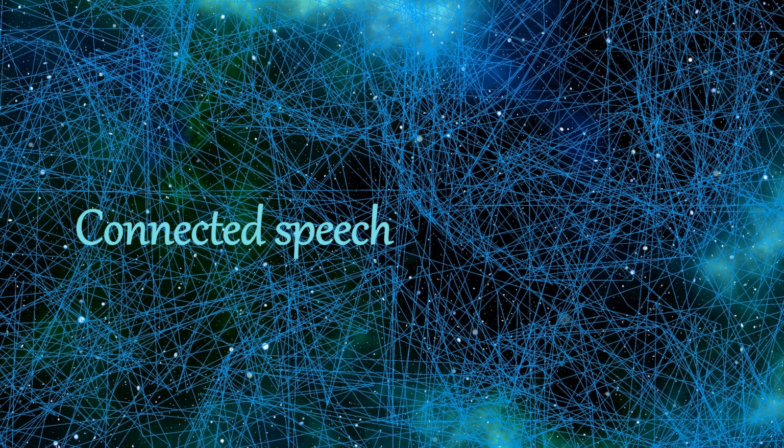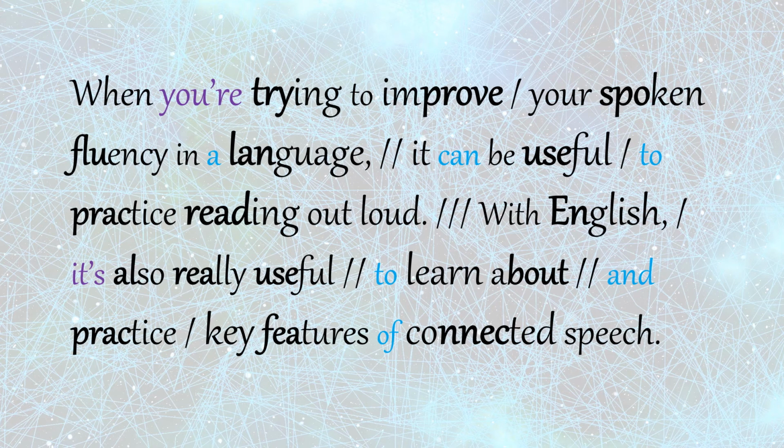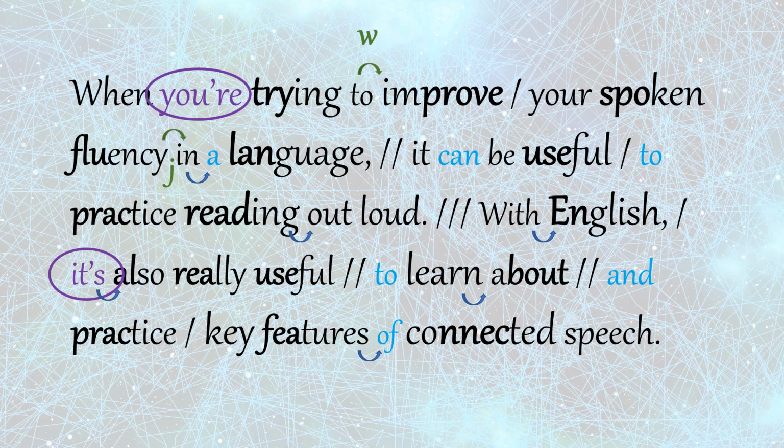Finally, let's consider some of the ways that words can be connected together in English speech. There are a number of ways that speech can connect. Examples seen here are contractions, consonant-vowel linking, and intrusive sounds. So let's listen to the audio one last time and try to include some of the connections that you see here.